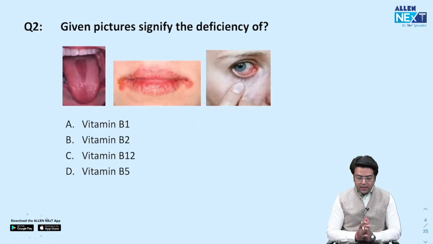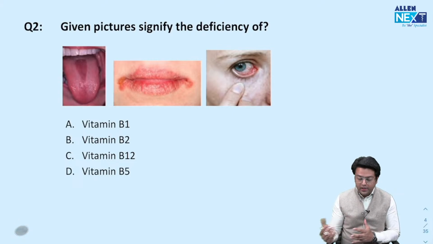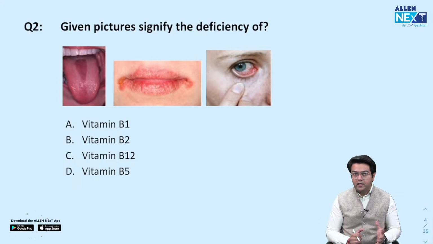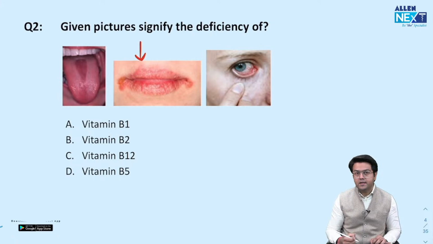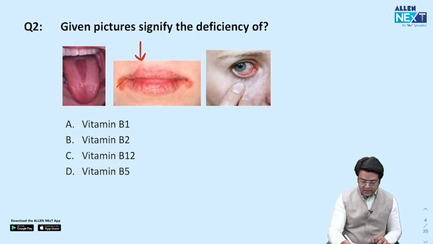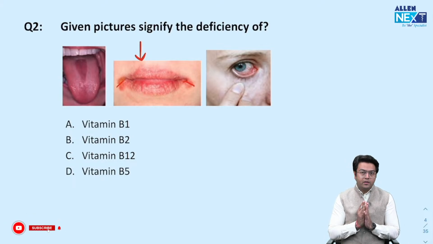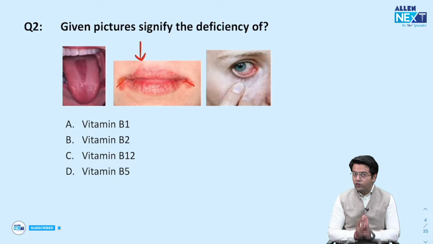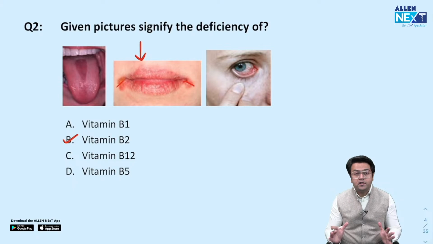Okay, so looking at question number 2, given pictures signify the deficiency of which vitamin, as in the option. So which vitamin is deficient here? So there's a vitamin deficiency, it is clear here, right? Out of the 3 pictures, the best picture that you can remember always is the second one. Okay, so that is the cut at the angle of the mouth, and that is called angular stomatitis. So guys, that's a riboflavin deficiency, and riboflavin deficiency presents with what?